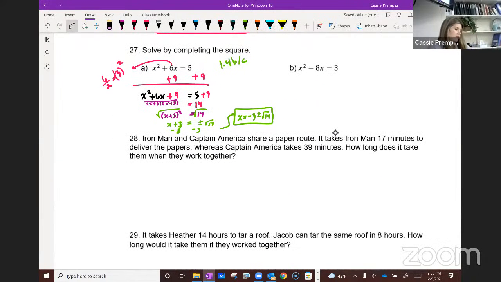All right, number 28. Iron Man and Captain America share a paper route. Their movies must not be doing very well. It takes Iron Man 17 minutes to deliver the papers, whereas Captain America takes 39 minutes. How long does it take them when they work together?